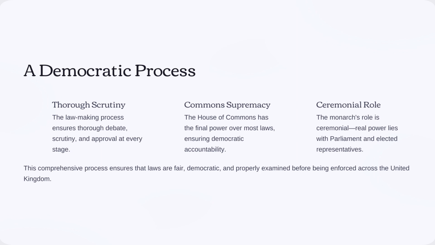Ceremonial role. The monarch's role is ceremonial. Real power lies with Parliament and elected representatives. This comprehensive process ensures that laws are fair, democratic, and properly examined before being enforced across the United Kingdom.